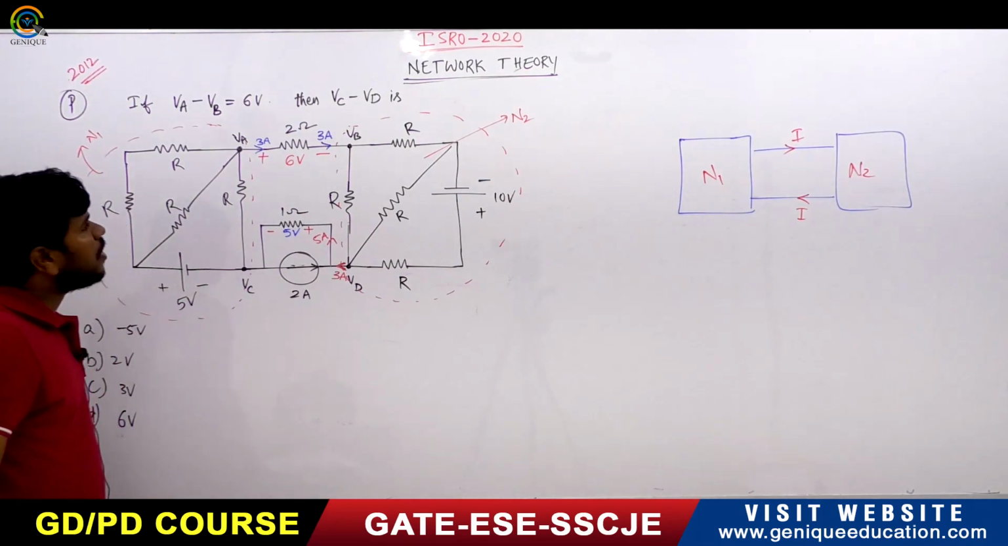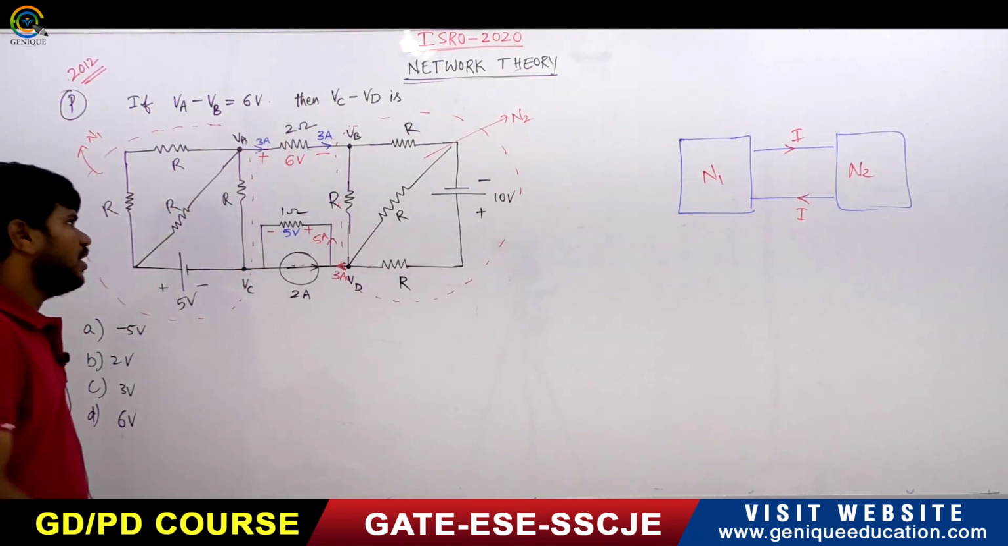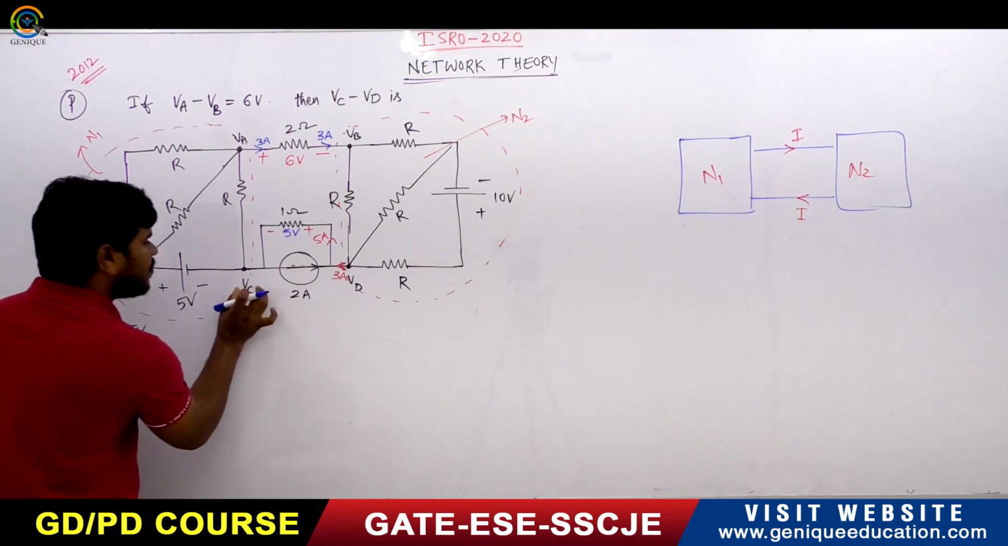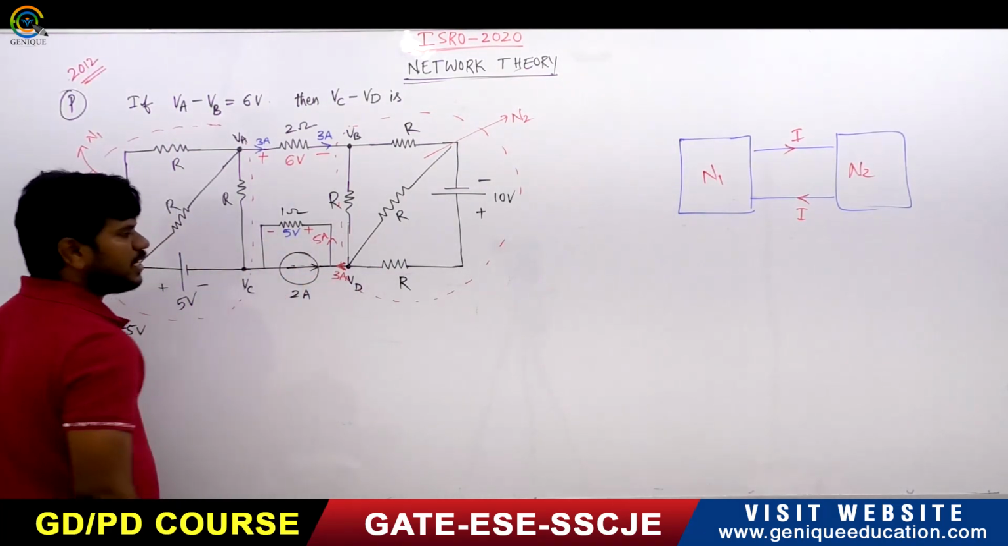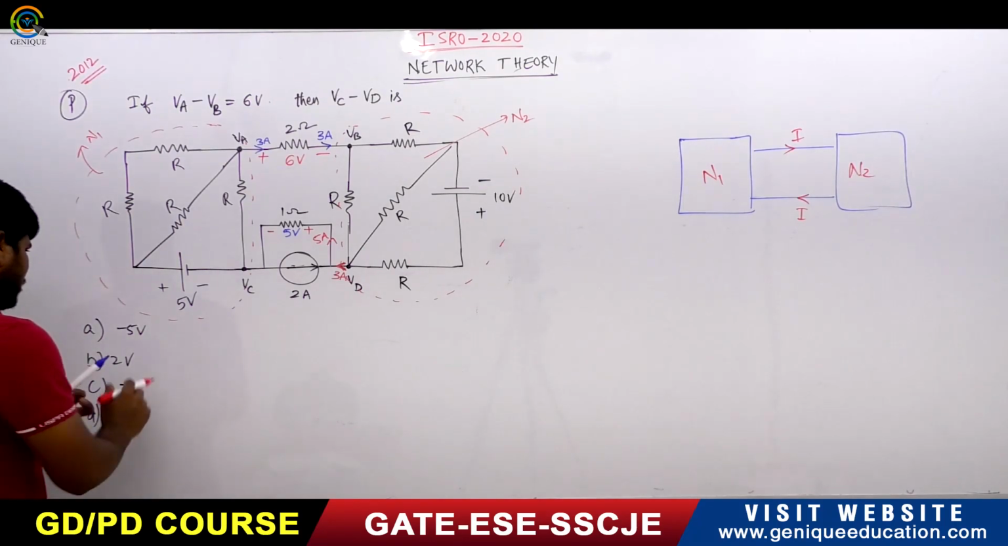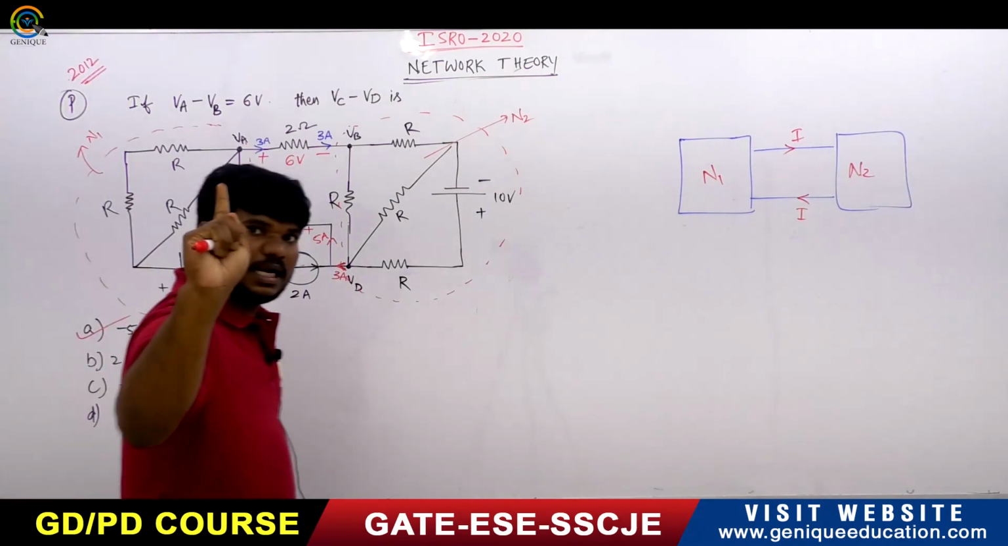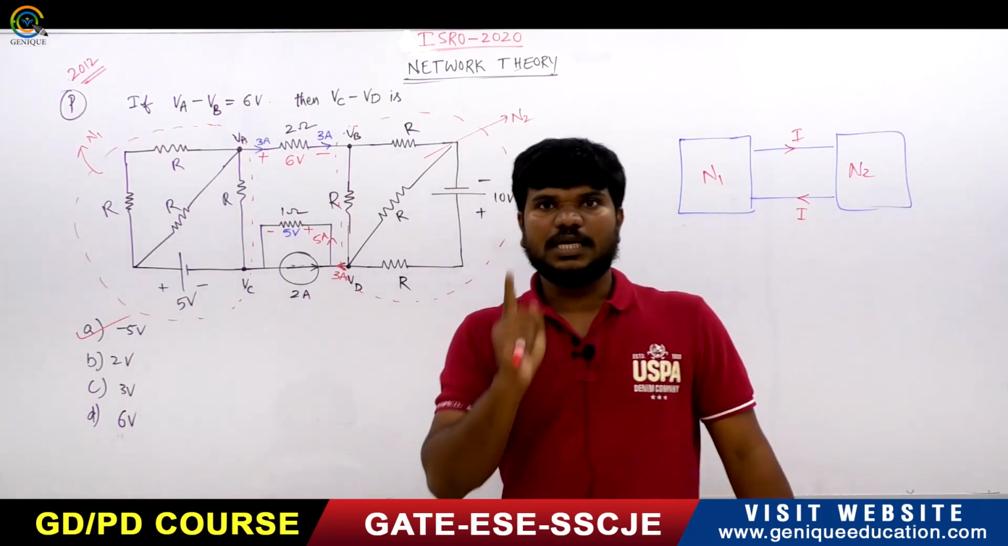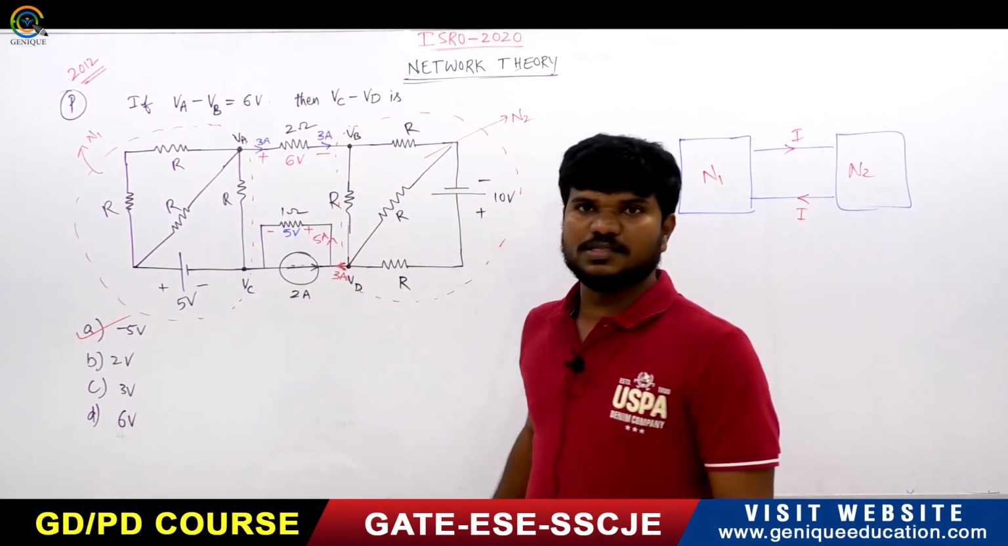Now what we have to find? We have to find VC minus VD. VC minus VD is minus 5 volts. It is a 30 seconds problem. Within 30 seconds you can answer this.